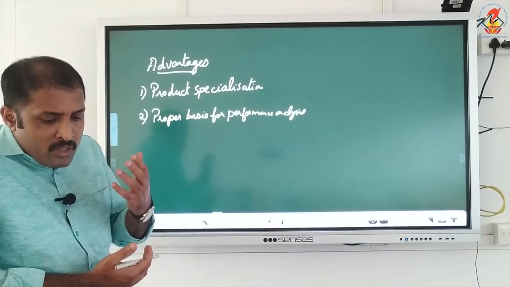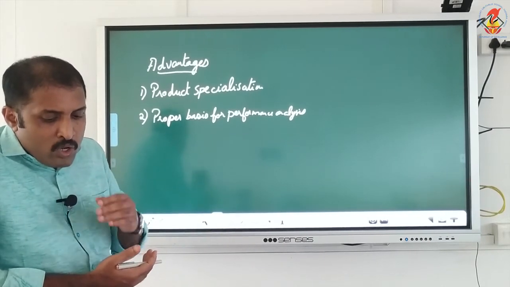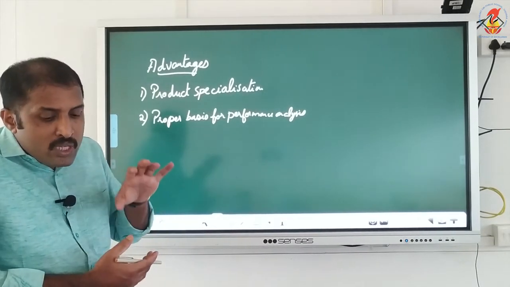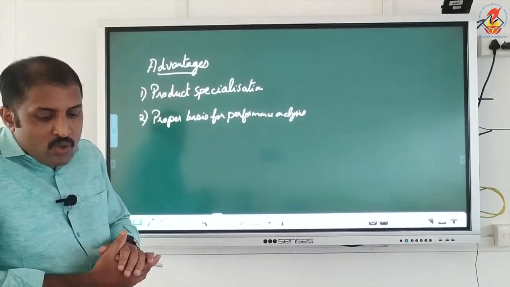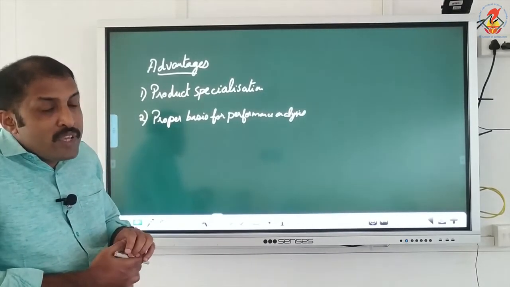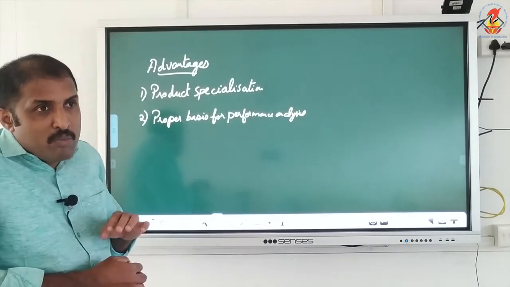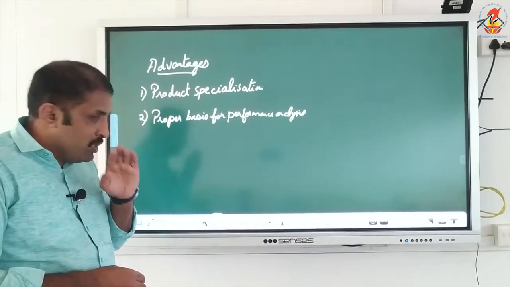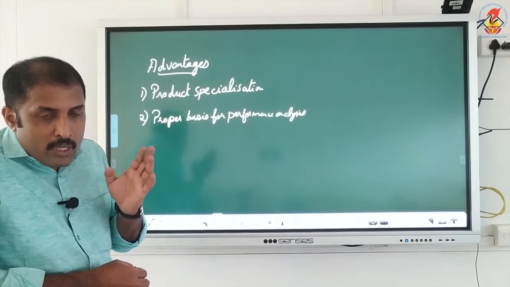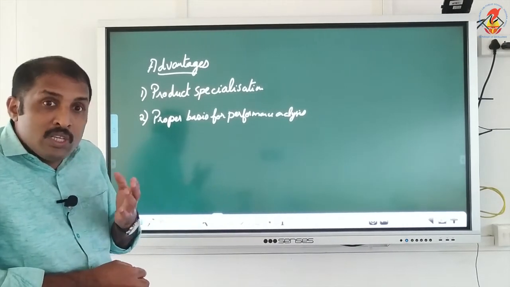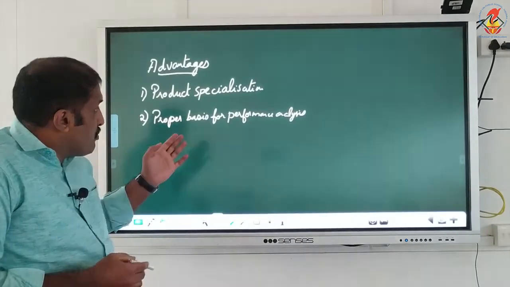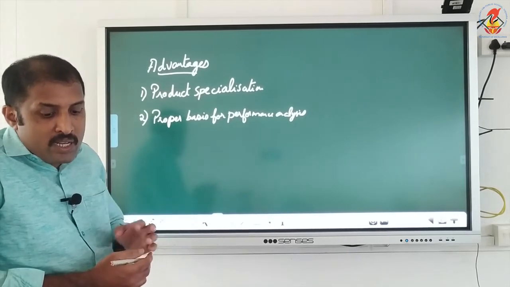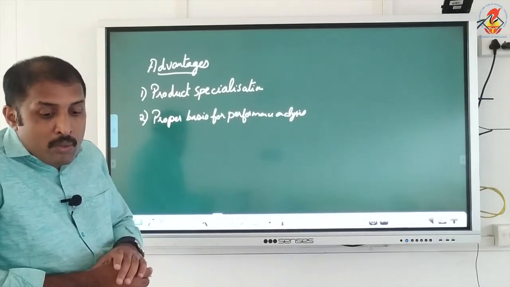So automatically they have to find out whether things are happening according to what has been decided. There is a person in charge of that. So it is very easy to fix responsibility, whether the person is able to handle the resources and the work in that particular division properly. And we can easily measure the performance level. So it gives us a proper basis for performance analysis when it comes to the divisional structure.